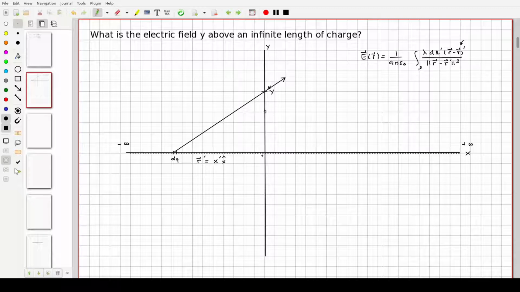Now, this right here, this is r. So just to sort of point things out, and I'm going to use a different color for this, I'll use purple. This right here is r prime, and this right here is r. So r here is going to be y above the x-axis. Okay? So as you can see, if you go back and look at the previous video, this right here is r minus r prime.